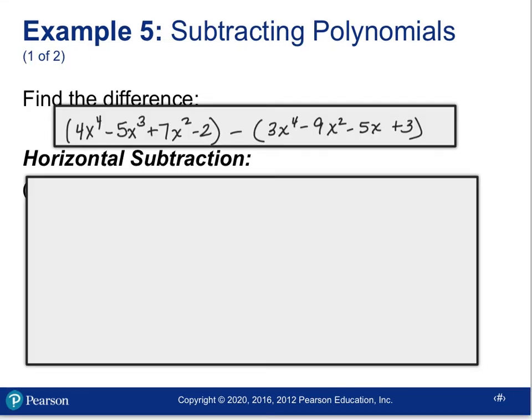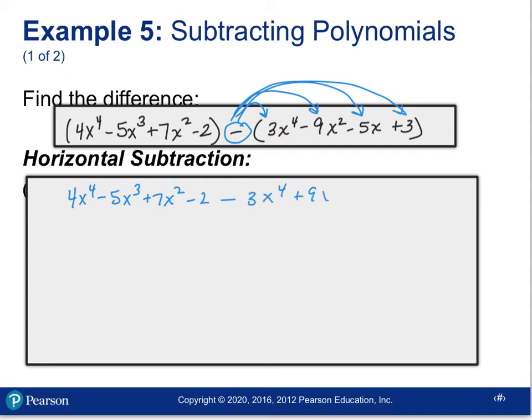So what about now if we're dealing with subtracting of polynomials? The big thing here, where most people make their mistake, is they need to make sure that they distribute that minus sign and change the sign of every single term within those parentheses. So it's really 4x to the fourth minus 5x to the third plus 7x squared minus 2, minus 3x to the fourth plus 9x squared plus 5x minus 3. So you've got to be super careful.